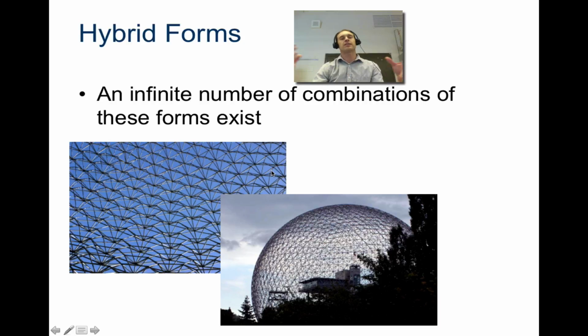And hybrid forms, there's lots of different options in hybrid. You can make lots of different combinations of things. These are sort of truss-like structures that are all making a dome. So hybrid just means you can make lots of different things.